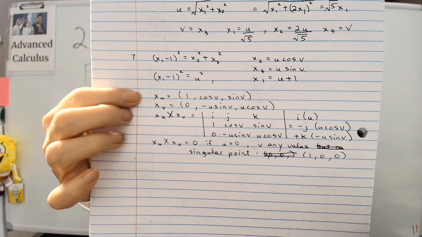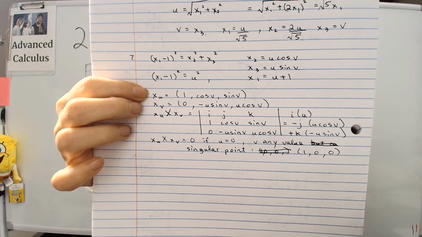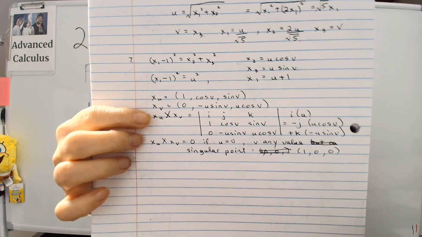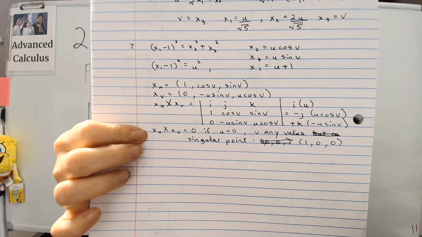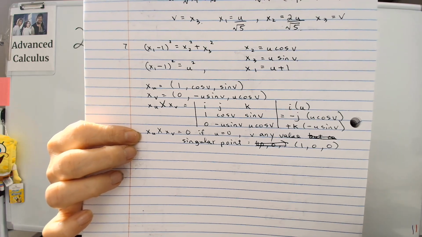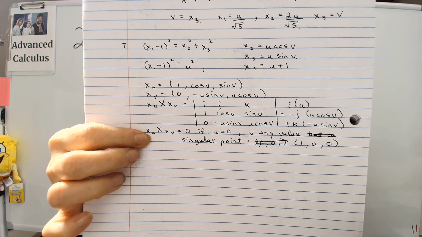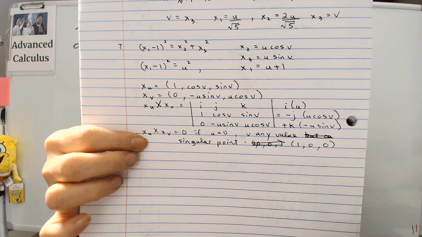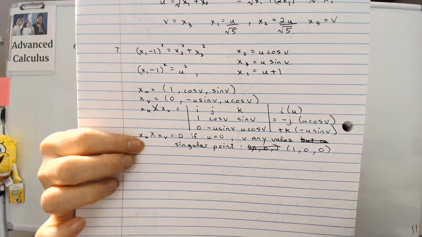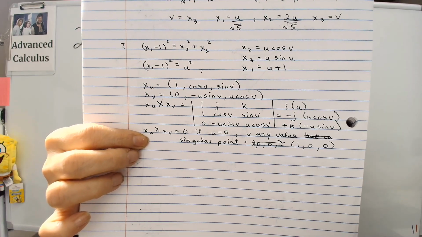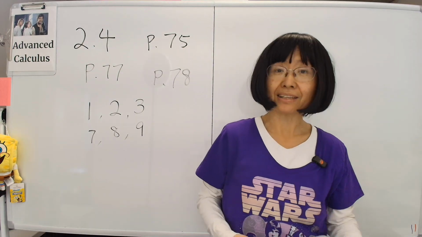And then the next one is we have to calculate some singular point. So I did that. So here's xu, xv, the cross product. And then what happens when it's 0, then all 3 things have to be 0, which means u has to be 0. If u is 0, v can be anything really. And then the singular point for this thing will be at (1, 0, 0). And that should be it.